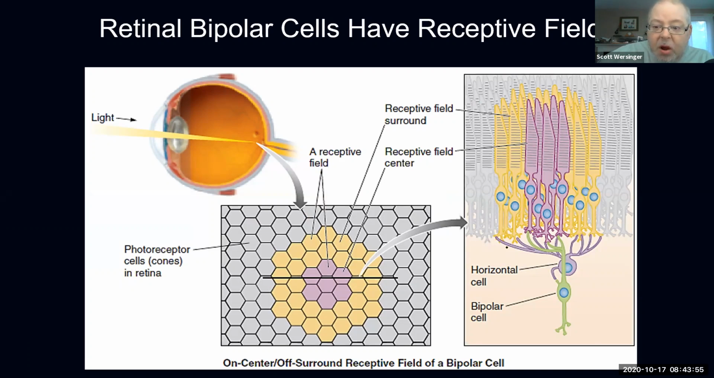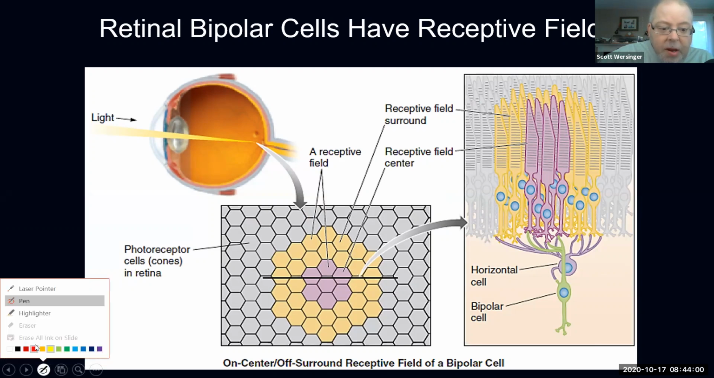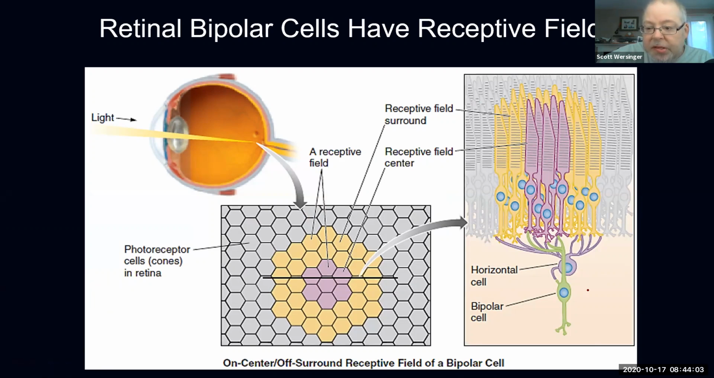So if we are talking about a bipolar cell, which we are right now, we're going to focus on this cell. And you can see that this cell is going to be hooked up to a whole bunch of photoreceptors. Now, the arrangement is such that the photoreceptors it's connected to in the center of its receptive field are going to be excitatory. Those in the surrounding area will be inhibitory.